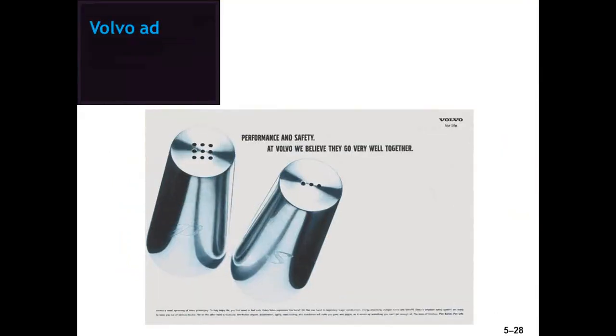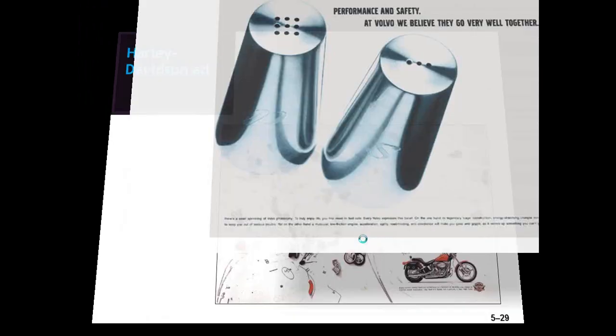Let's look at a Volvo ad. Here we see a pepper and salt shaker, but it's also shaped as a V. Performance and safety. At Volvo, we believe they go very well together. Advertisement for a leading car manufacturer.